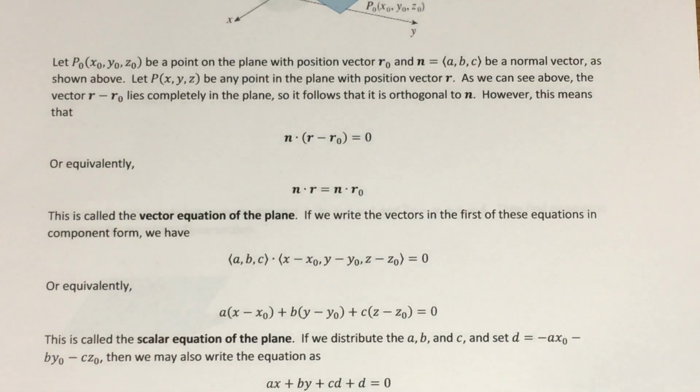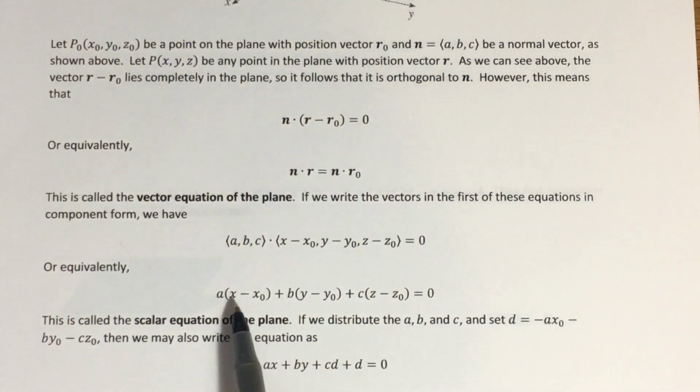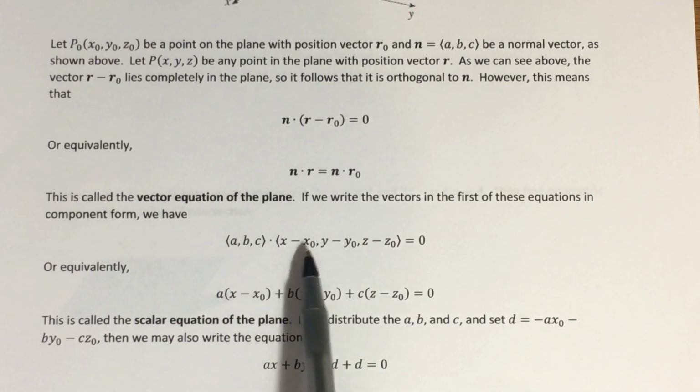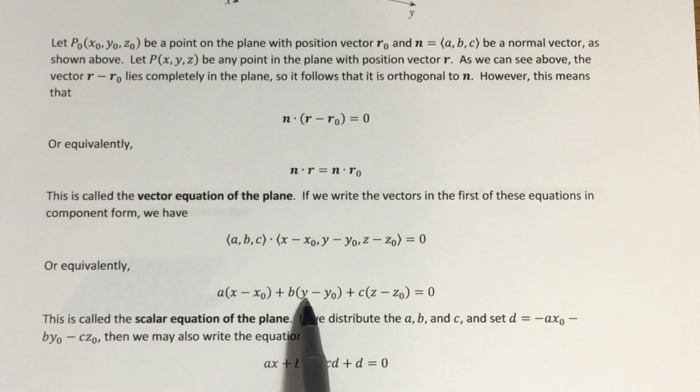But remember, when you take the dot product of two vectors, the result is a scalar, which is why we call this the scalar equation of the plane. That scalar equation would look like this: a times x minus x naught plus b times y minus y naught plus c times z minus z naught equals 0. That's your scalar equation of a plane.